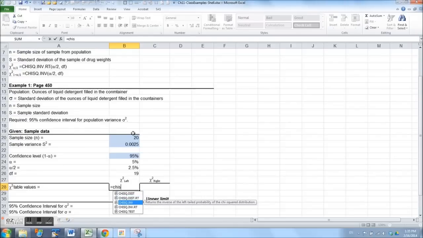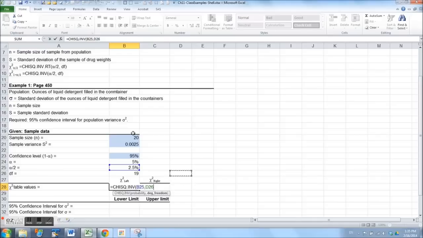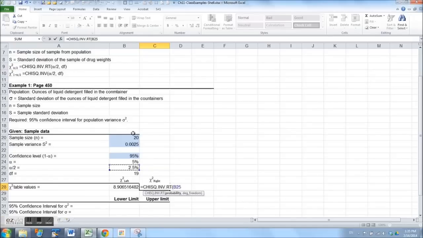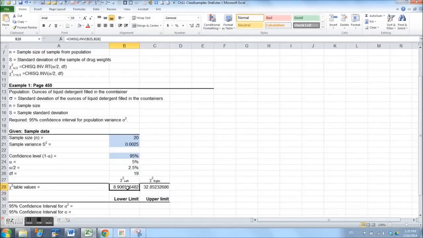We use the CHISQ.INV function with alpha over 2 and degrees of freedom. This will give you the chi-squared value for a cumulative probability of alpha over 2. In other words, the right side probability will be 1 minus alpha over 2. And for the right side, we use CHISQ.INV.RT with alpha over 2 comma degrees of freedom. So for the left side, we use just CHISQ.INV. For the right side, we use CHISQ.INV.RT.